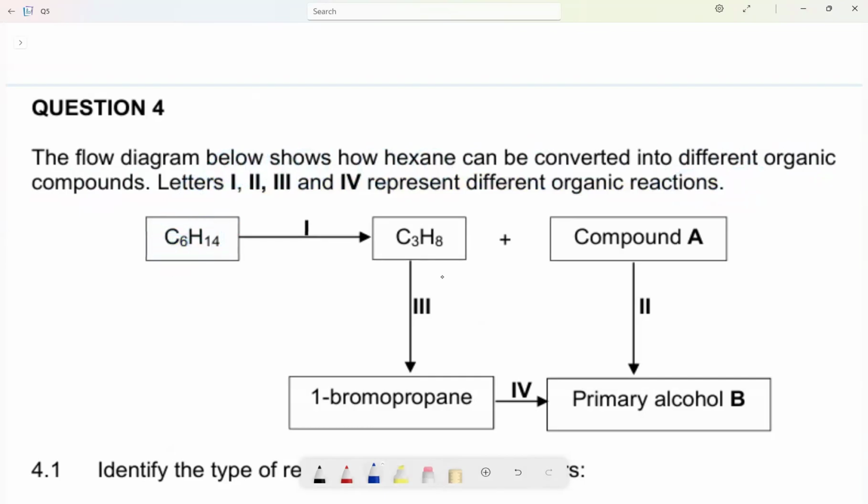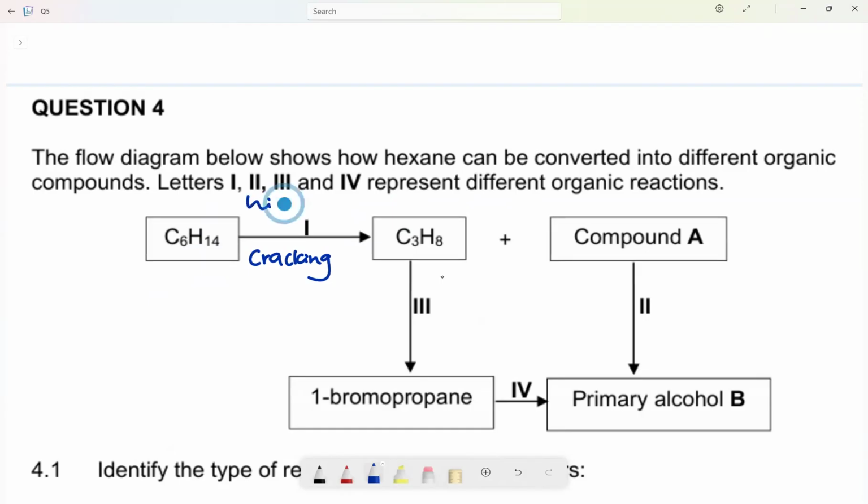So I want you to see what happens here. Can you see now we have C6H14, which is an alkane, moving to an alkane again, plus something. Do you agree with me that reaction one is an elimination reaction? Because we are eliminating this one. Remember, we are cracking this into smaller useful substances. So this is cracking, or an elimination reaction. And for cracking, we need what?